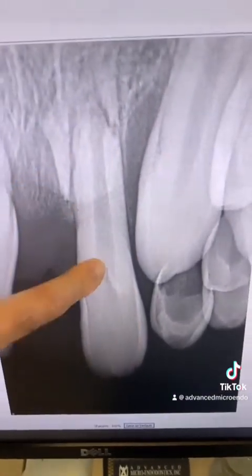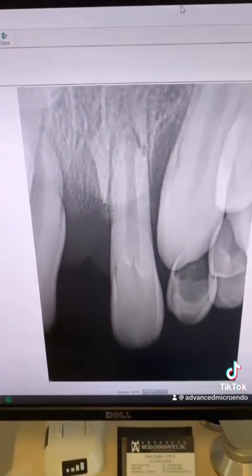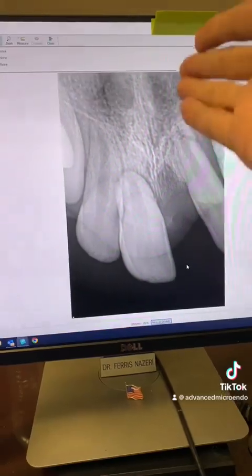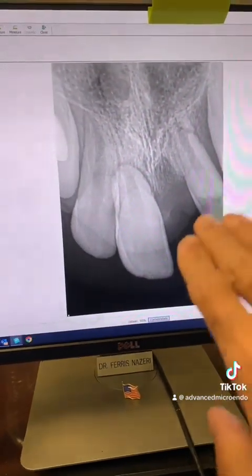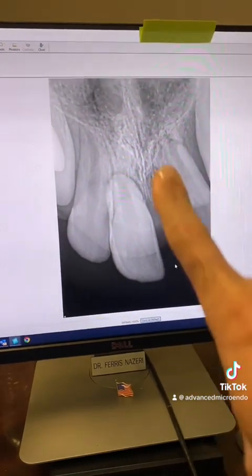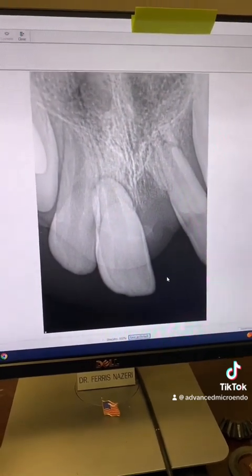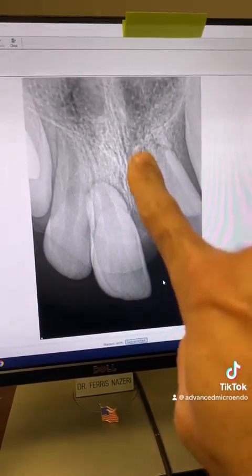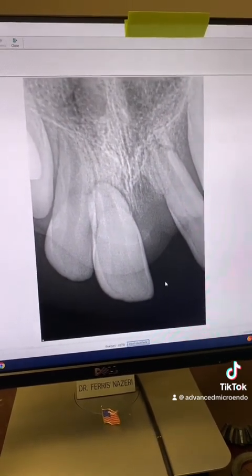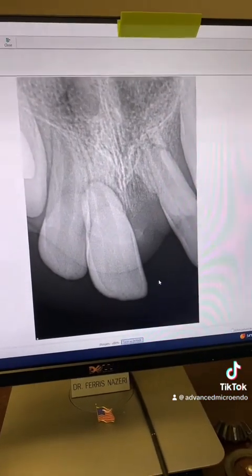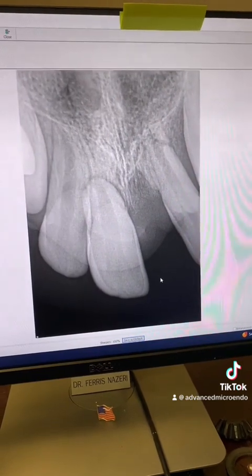That's tooth number 10 right here. That's tooth number 8 right there. This 9-year-old female patient was referred to me for endodontic treatment of teeth number 8 and number 10. A couple of months ago, there was trauma to these teeth, and unfortunately, she lost tooth number 9. Tooth number 9 was avulsed. Tooth number 8 and 10 were partially avulsed, and they were approximated and wired by the patient's dentist.